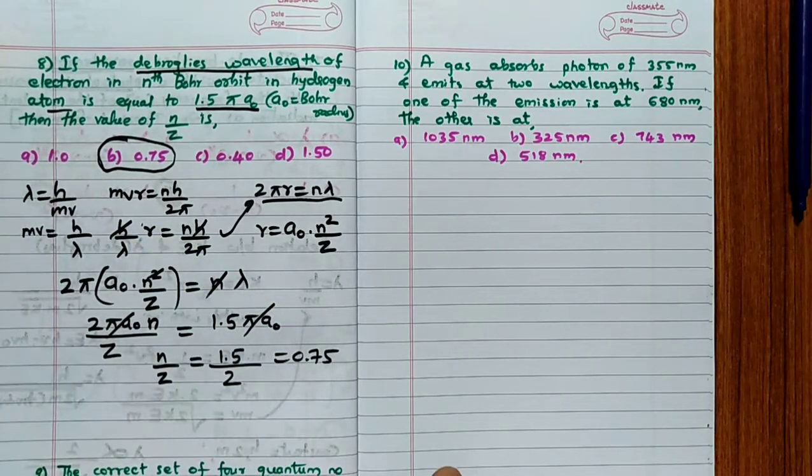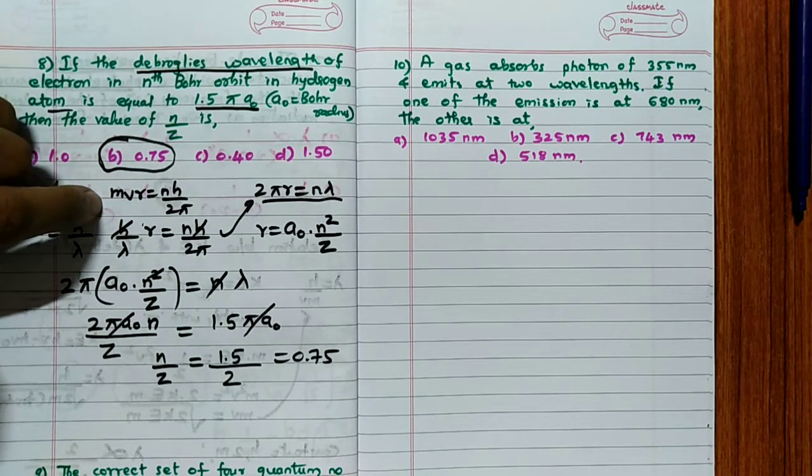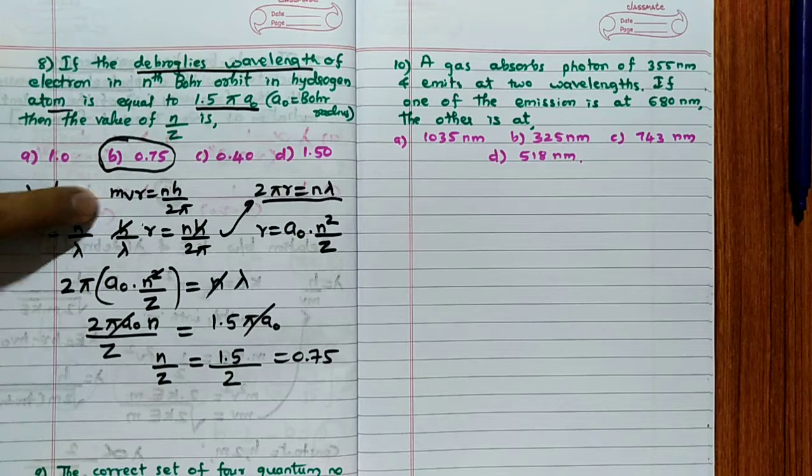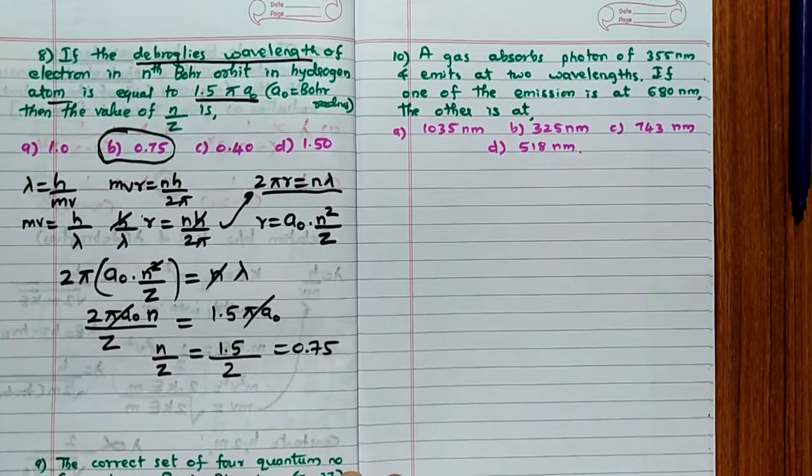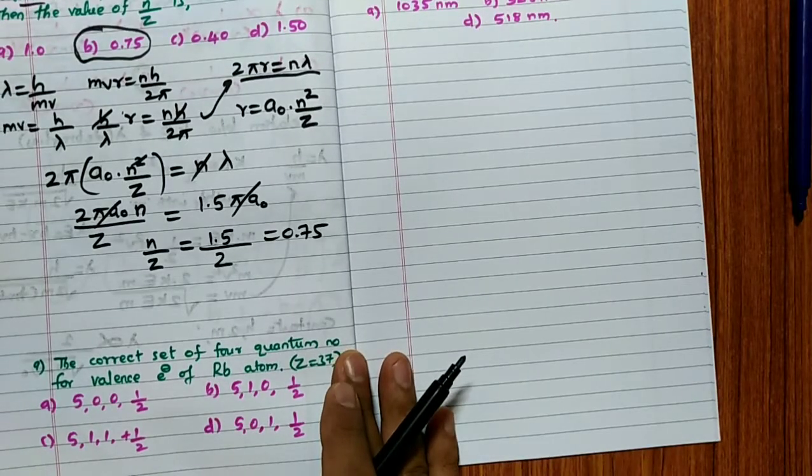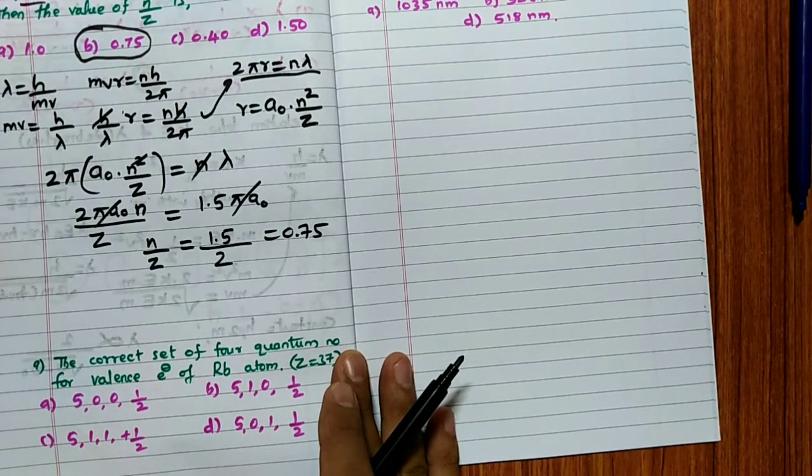See, it looks to be a very simple question. There is nothing, no extra concept we have learnt. Already we have learnt what is de Broglie's equation, what is the angular momentum of the electron in the Bohr orbit. Just you have to equate and think in a different way. That is very important, which is needed in this particular case. Right? So, fine. So, ninth one.